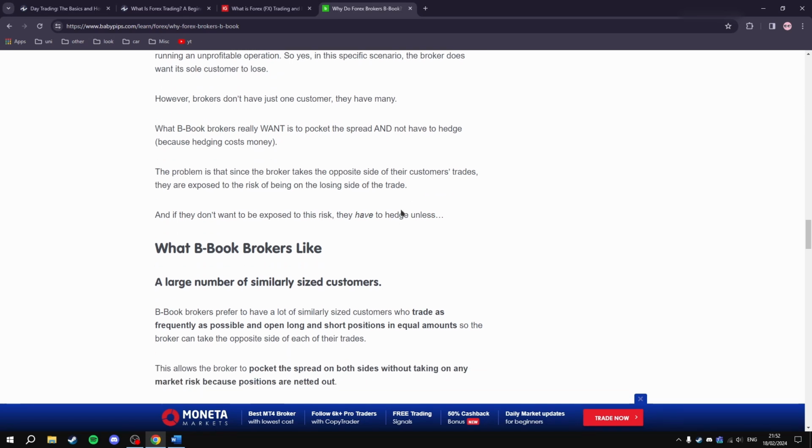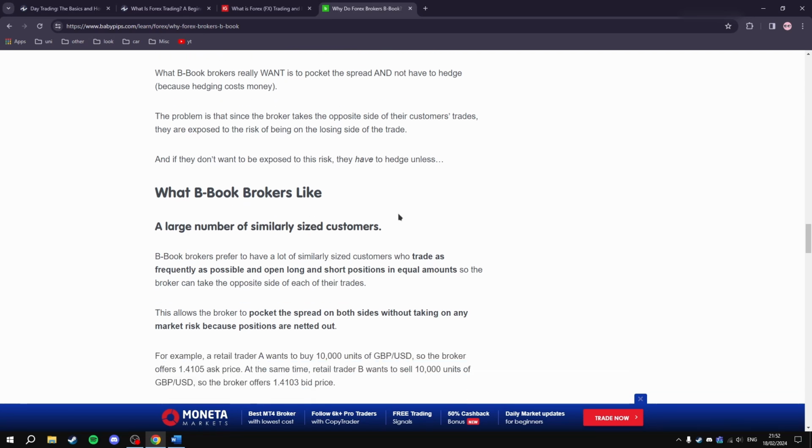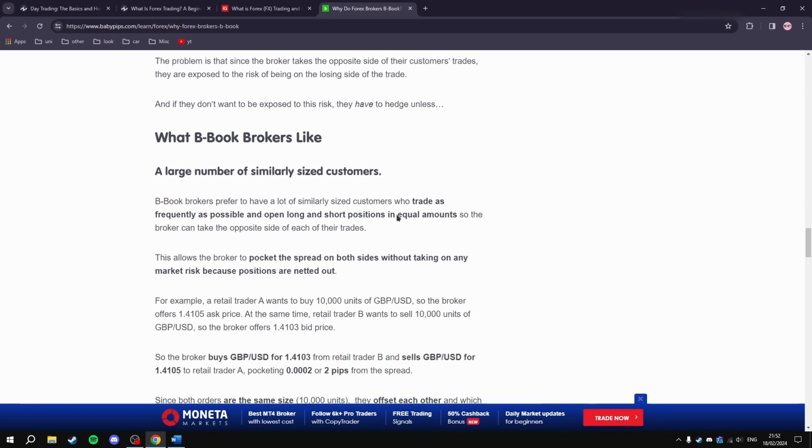B-book brokers like a large number of similarly sized customers. B-book brokers prefer to have a lot of similarly sized customers who trade as frequently as possible and open long and short positions in equal amounts, so the broker can take the opposite side of each of their trades. This allows the broker to pocket the spread on both sides without taking any market risk, because positions are netted out, offset each other.